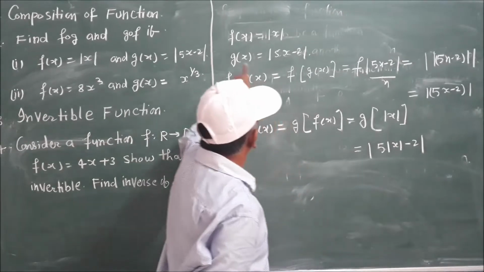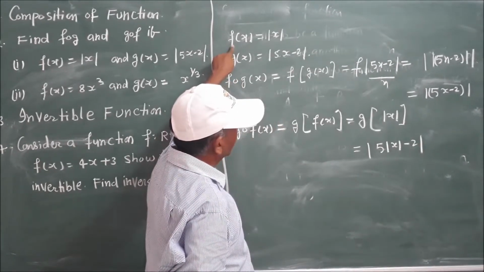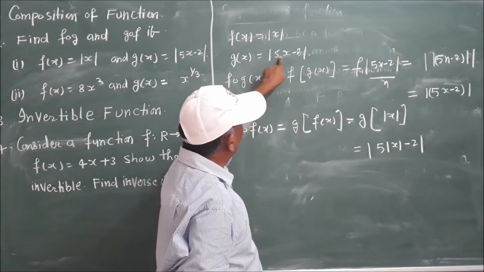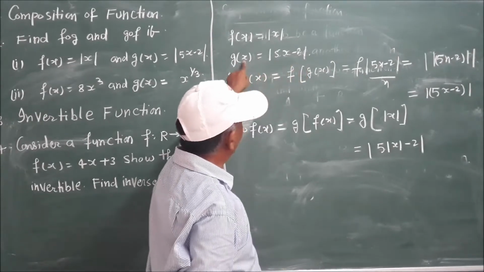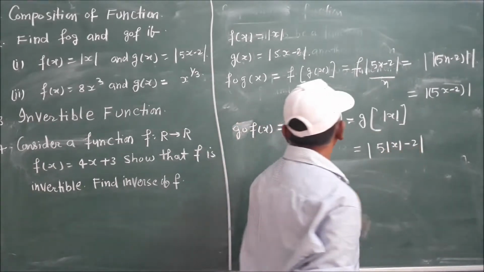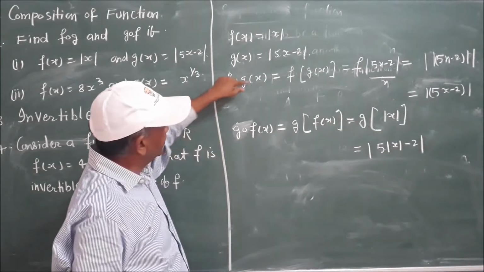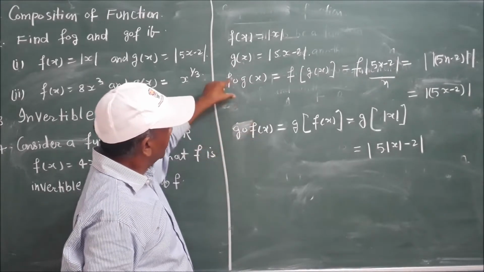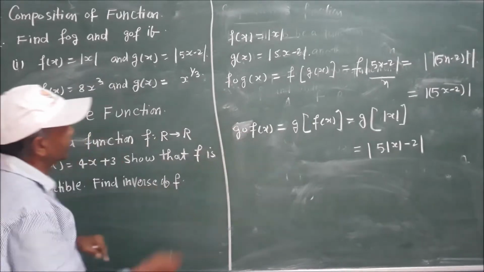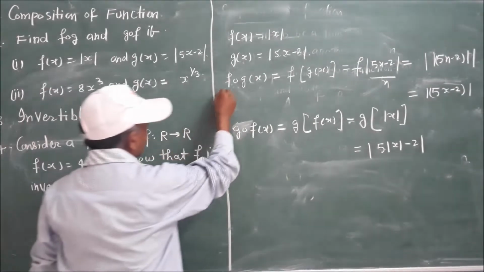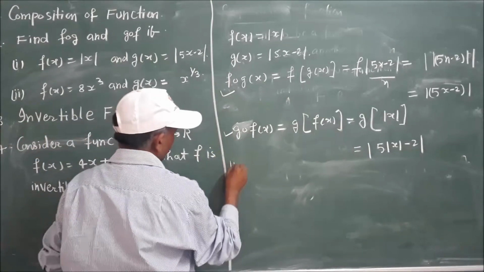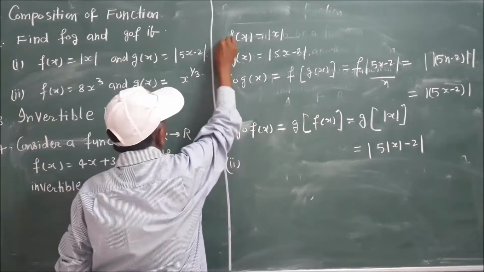See here, g of x is equal to 5x minus 2, but in place of x, here is mod x, so 5 mod x minus 2. So here you are seeing that f of g of x is not equal to g of f of x, but we can calculate the value of f of g and g of f. This is written as fog and this is written as gof.